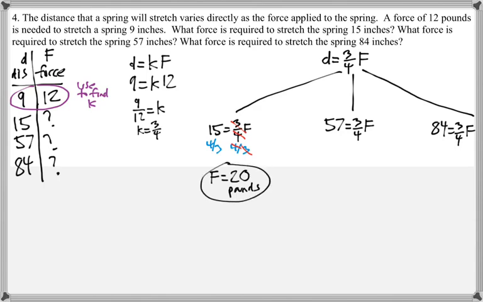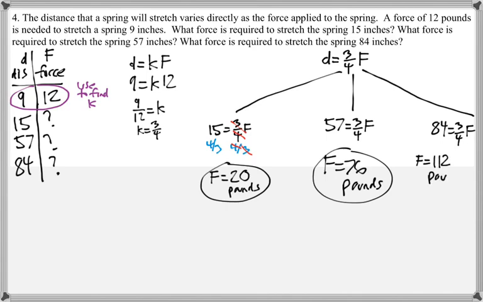With the middle one, I want to multiply both sides by 4/3, and we get F is equal to 76 pounds. And the last one, you're multiplying by 4/3, and you get F is equal to 112 pounds.